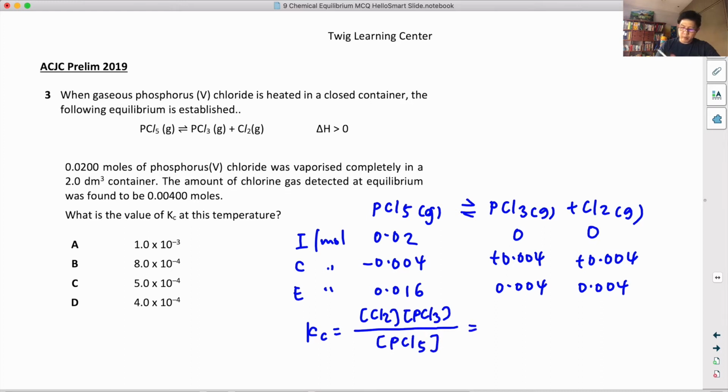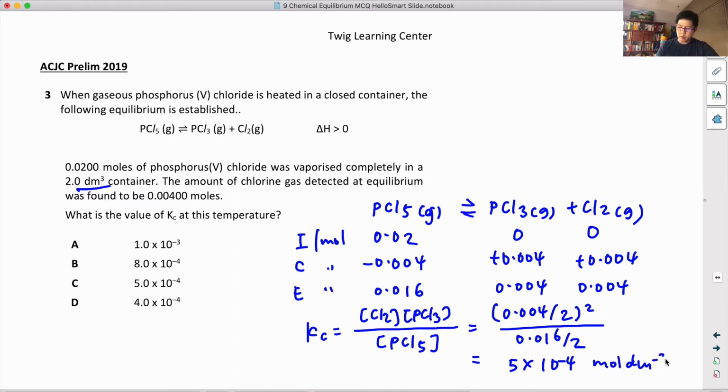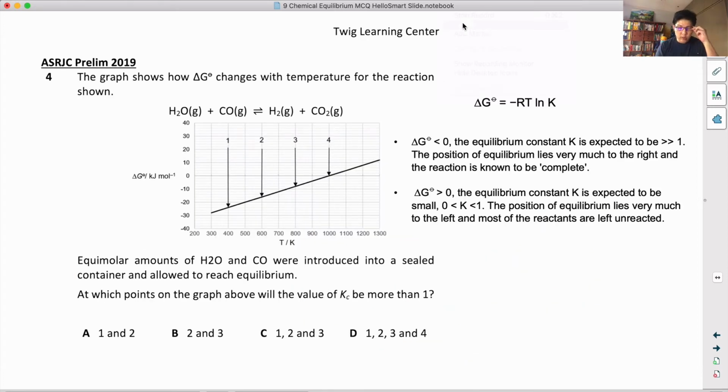Alright, so press your calculator. This will be 0.004. You divide by 2 to find out the concentration, square, divide by 0.016, divide by 2. Alright, if you press your calculator, I believe you should get this value, 5 times 10 to the power minus 4. Alright, so if you want to put in the units, it's moles per dm cube. Alright, so the answer will be C. Okay, let's do question 4 now.